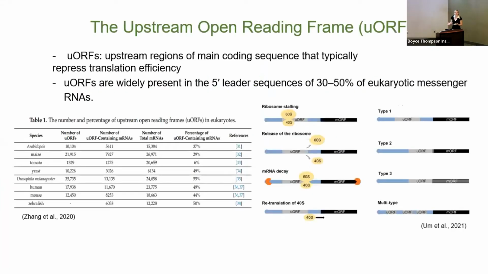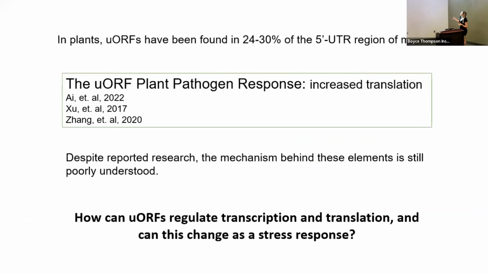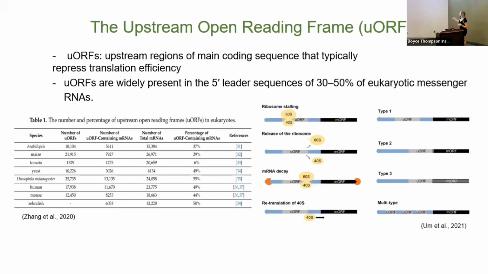To begin, I'll be covering the most important concept of my research, the upstream open reading frame, otherwise known as uORF. These are regions that lie before the main coding sequence in the 5' UTR, alternatively known as the 5' leader sequence. They're present in approximately 30 to 50% of eukaryotic mRNAs, which I have listed in the figure on the left. This lists the occurrence of uORFs in different eukaryotic species, including Arabidopsis, which is what I'm working with.